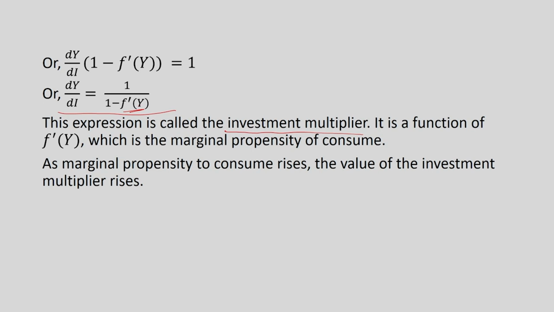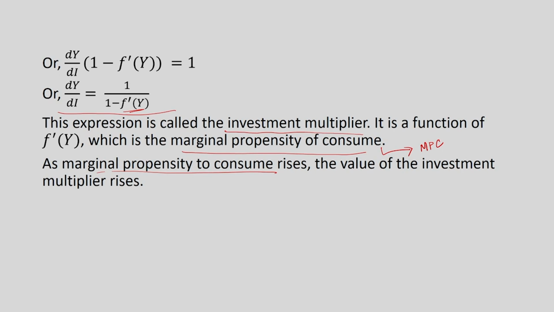What is f dash of y? f dash of y is the rate of change of consumption with respect to income, and that we have seen is called the marginal propensity to consume, right, MPC. We have talked about this before in another context. So, MPC is something which appears in the investment multiplier, and you can verify that as MPC rises, then the value of the investment multiplier also rises.